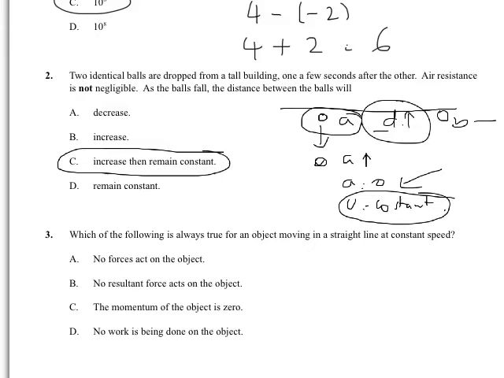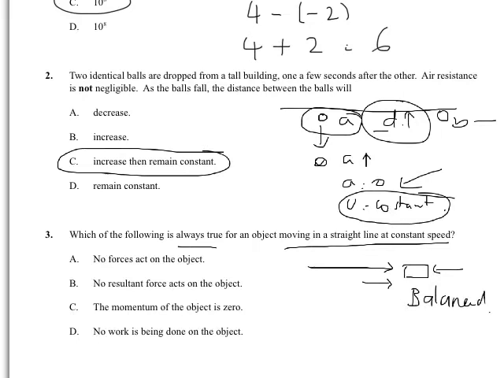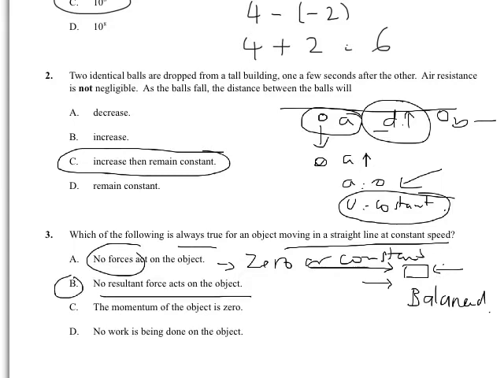Question number 3. Which of the following is always true for an object moving in a straight line at a constant speed? An object that's moving in a straight line at a constant speed must have all the forces acting on it being equal and opposite, or balanced. Now, in the situation where you have no forces acting, it could actually be at 0 or constant. So this isn't specific enough. The answer would be B, no resultant force acts on the object. This is actually Newton's first law.